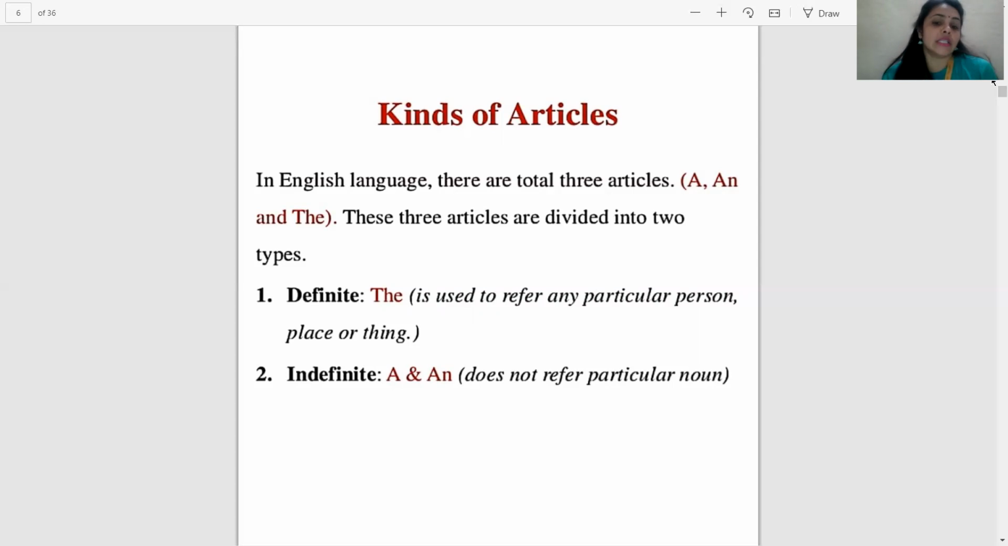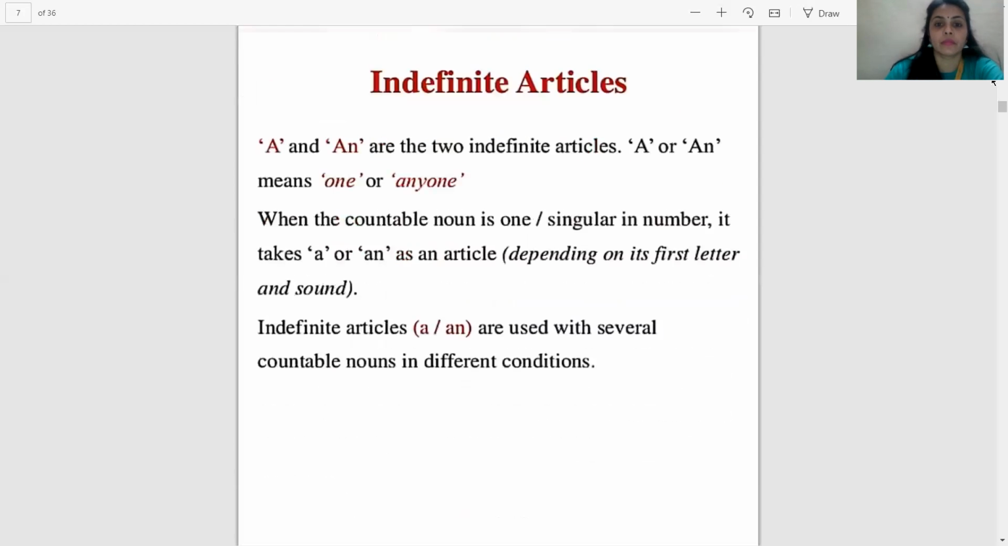Indefinite articles, whereas, are a and an. They are used to refer to general things. Generally, when we talk about that, it means we are not referring to a particular noun, but nouns in general, or a noun in general. That time we use an indefinite article. Indefinite articles, let's talk more about it. A or an are the two indefinite articles. A or an means one or any one.